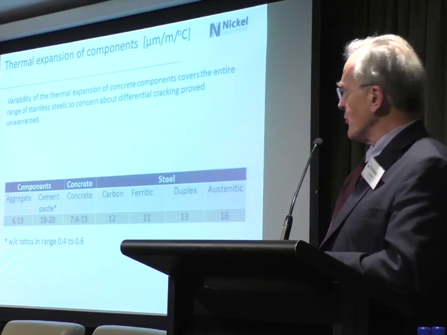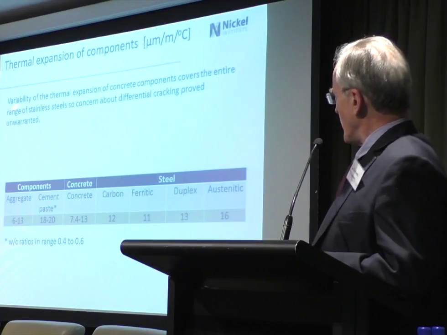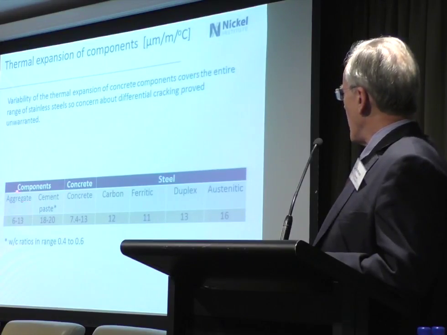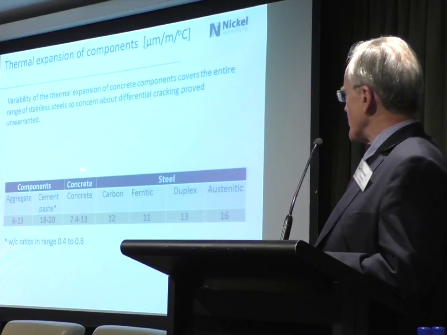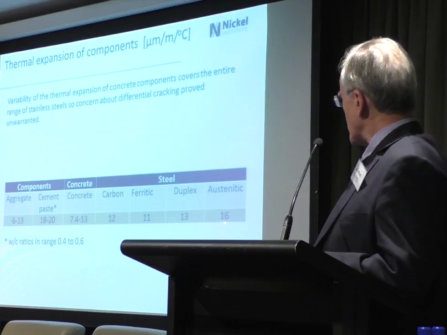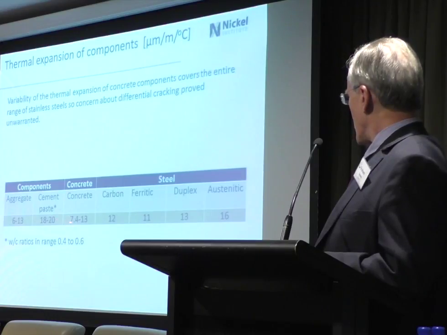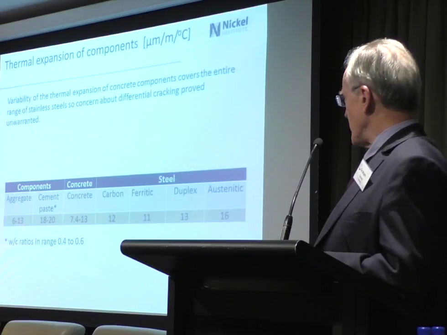Thermal expansion, well, I've talked about that already, so I'm not really worried about it, but let's just look at, and this is out of the EN standard, what the variation in thermal expansion coefficients are for the bits in concrete against the stainless steels. And we're talking typically the austenitics and the duplex, and concrete's going to be in the range 7.4 to 13, depending on what the particular mix is.